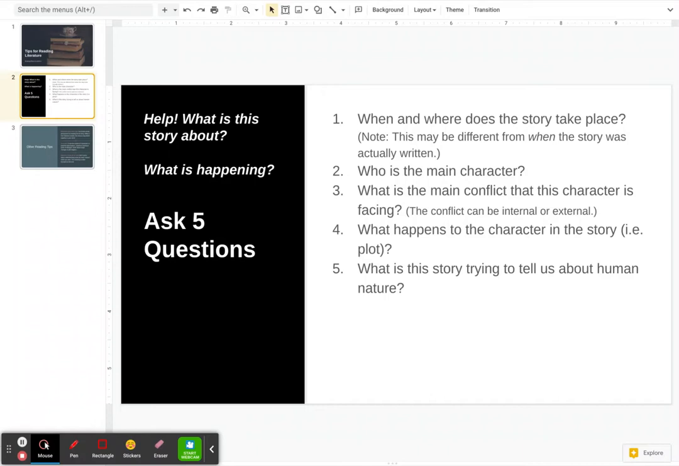2. Who is the main character? Most of the short stories in this class will only have one main character, but they may also have more than one, so be on the lookout for that.